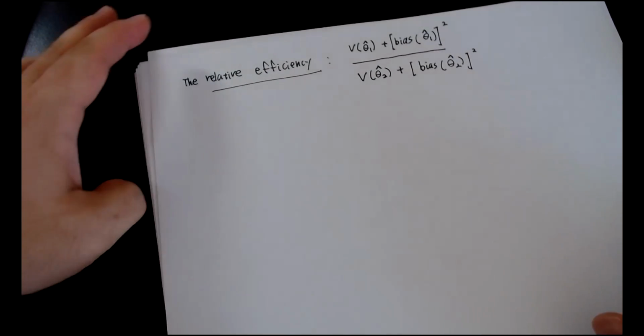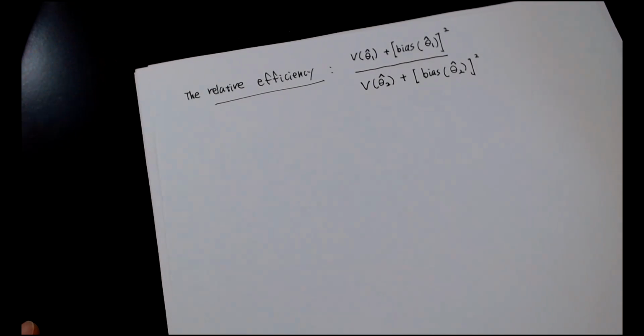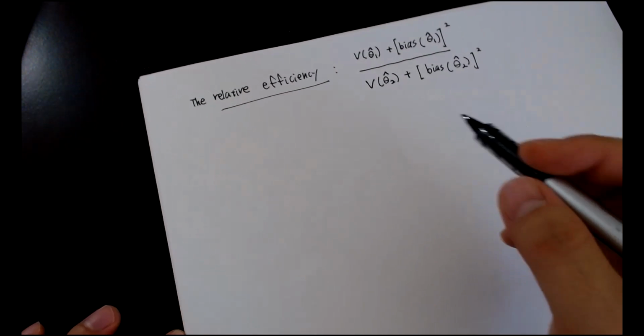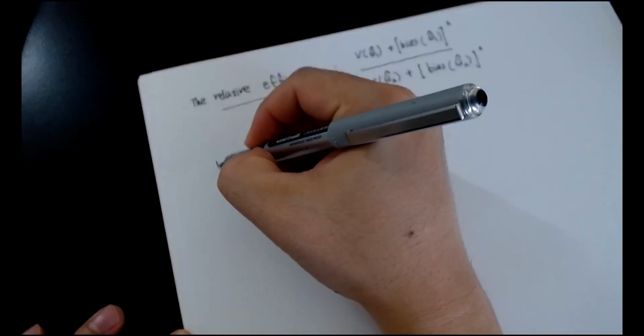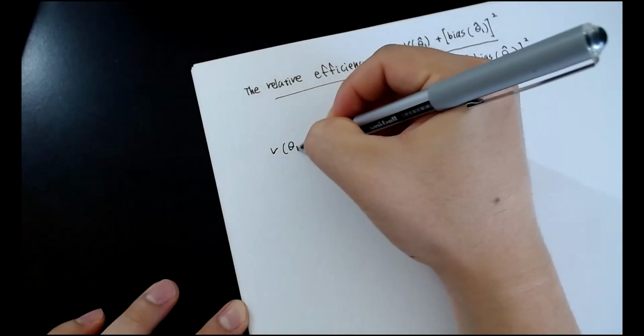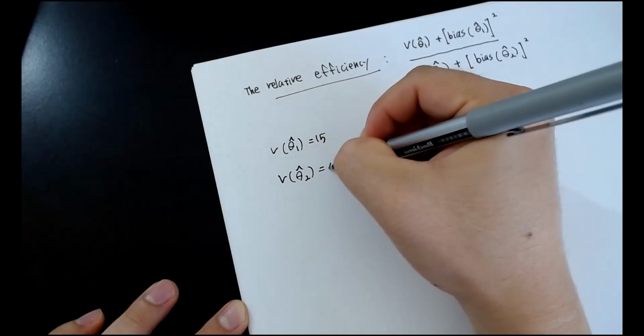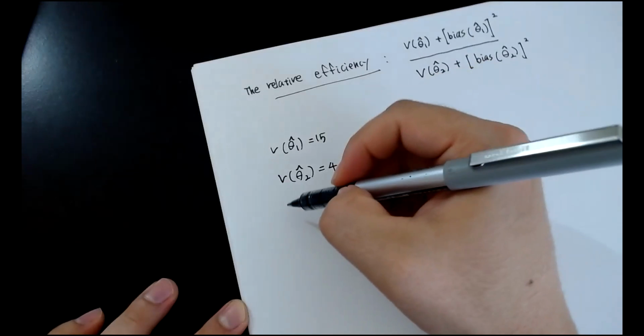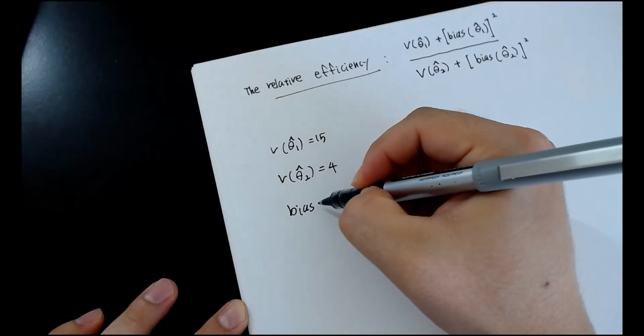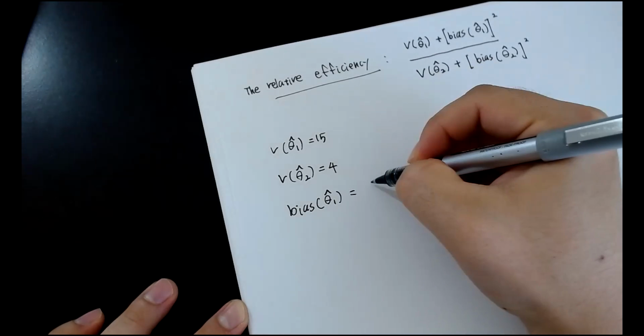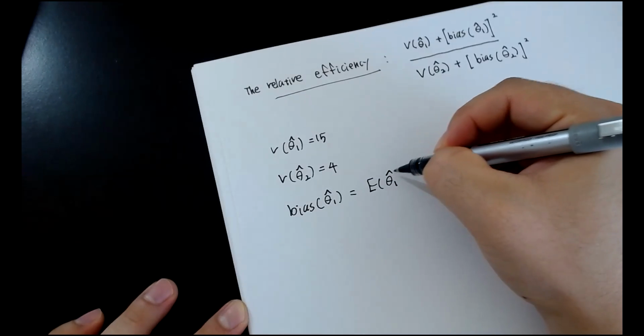Okay, now I'm gonna plug in numbers. Therefore, we have to find the bias of theta 1 hat and the bias of theta 2 hat, and then we're gonna plug numbers into the formula. Now the variance of theta 1 hat, the problem says, is 15. The variance of theta 2 hat is 4, right? And then the bias of theta 1 hat, what was that? This is equal to the expected value of theta 1 hat minus theta, right?